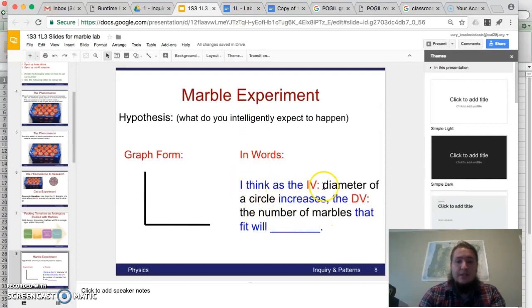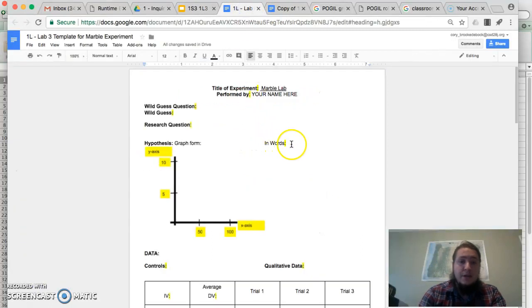So what you're going to get is this in words right here. I think as the diameter of the circle increases, the number of marbles that will fit in it will, and then you're going to make your prediction. So what do you think will happen here? So that's where you're going to put it right here. In words, you're going to type that out here. All right. So you can pause the video now and do that. Okay, so now hopefully you should have that written out as well.